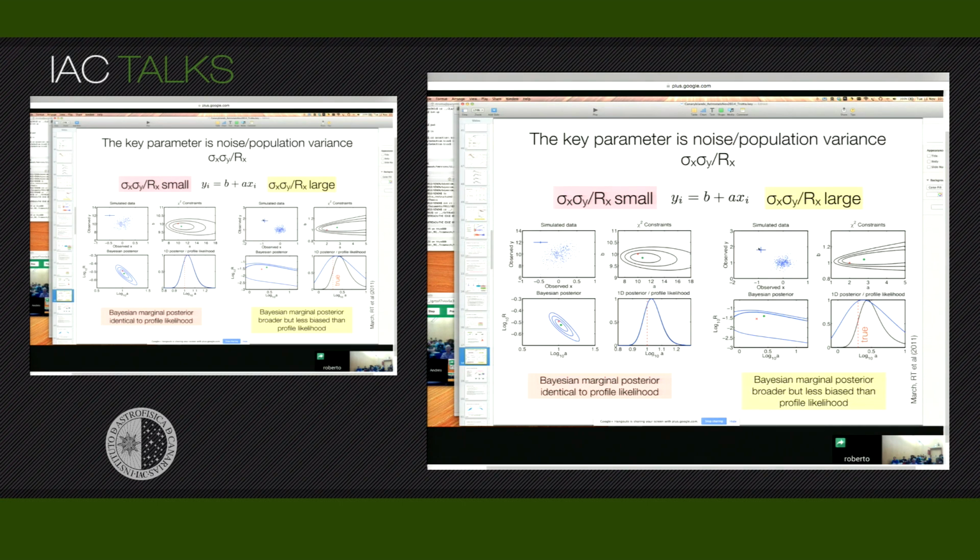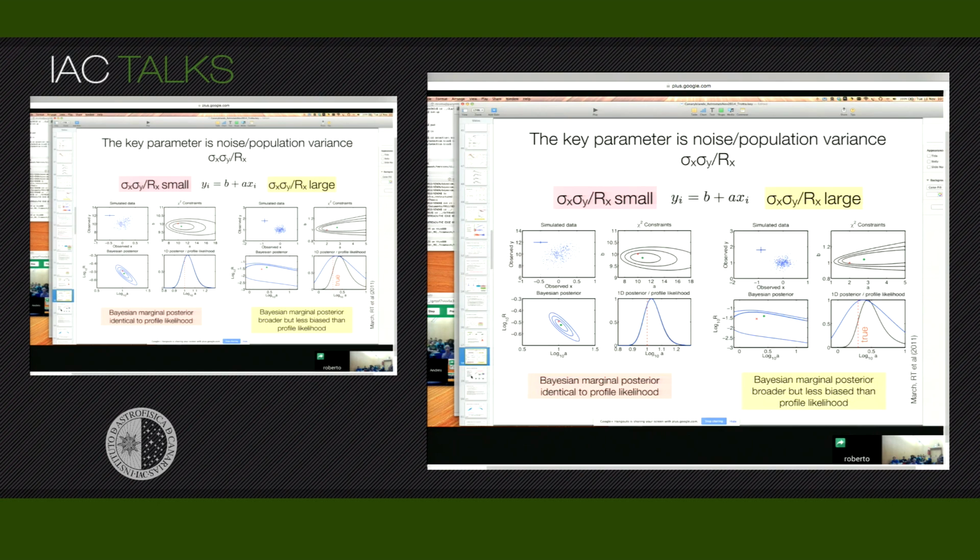But when the errors become larger, then the two results differ. The chi-square result here in black is biased with respect to truth, while the Bayesian result is less biased and closer to the truth, despite the fact that it's got larger variability, larger uncertainty. So the Bayesian marginal posterior is broader but less biased than the profile likelihood because it accounts correctly for the error structure in our model.